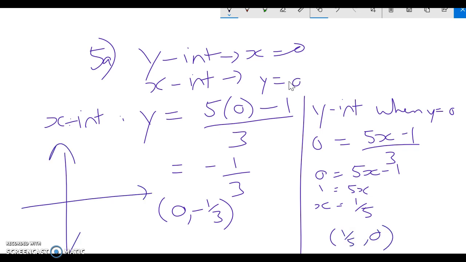We draw our axes and we draw our line. So we've got 0, negative a third, which is about there. No, sorry, I put it in the wrong spot. Beautiful. Let's draw this straight. So we've got 0, negative a third, and we've got a fifth, 0. And we go to done. Beautiful. Not too hard.